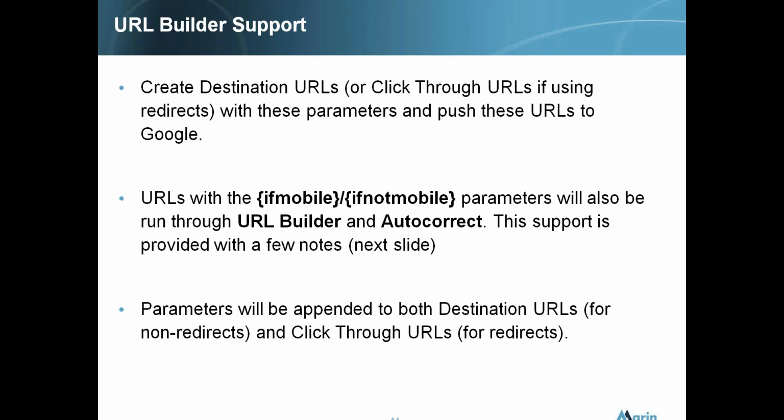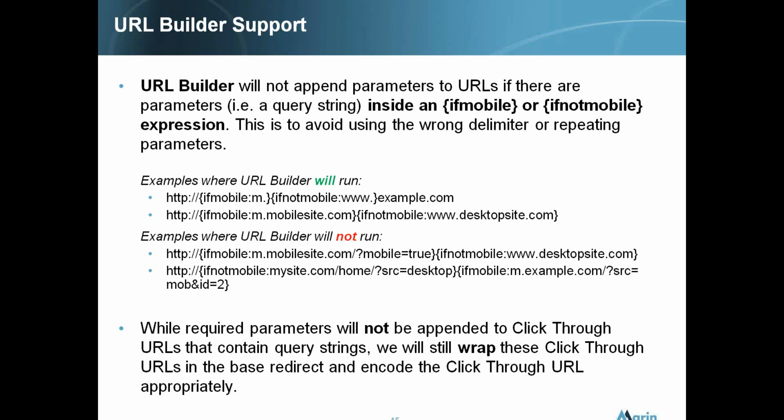Again, parameters will be appended to both destination URLs for non-redirect accounts and for click-through URLs for redirects. So depending on what your specific setup is, you may be using the required parameters section of URL Builder or the redirect section of URL Builder. And either will work with this ifmobile, ifnotmobile parameter. As I said, there are a few notes to keep in mind when using these ValueTrack parameters with URL Builder.